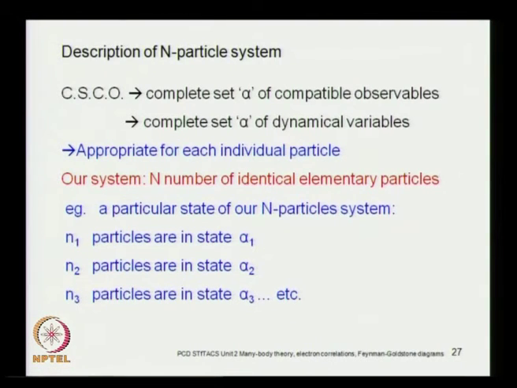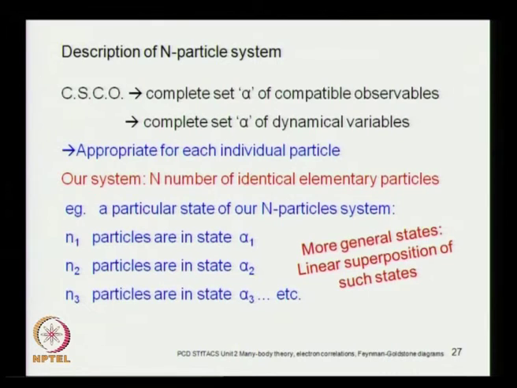How many particles are there in state alpha 2? Now, this number is either 1 or 0 for Fermi particles, but it can be anything for Bose particles, because there is no Pauli exclusion principle for bosons. You can put any number of particles in one Bose state. As a matter of fact, you can put all of them and get Bose-Einstein condensation.